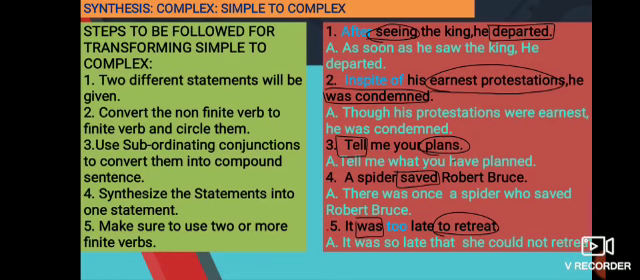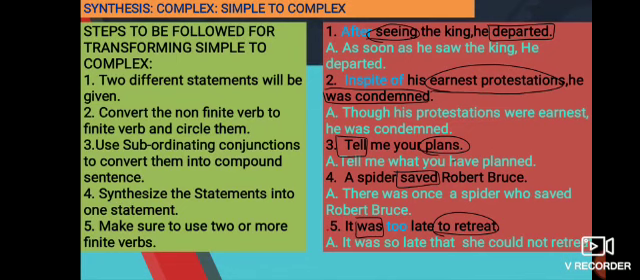Number 1: After seeing the king, he departed. This shows time. The conjunction used is after. Seeing is a participle, so non-finite, put a circle. Departed is finite, so put a box. Now I have to change this non-finite to finite. For time, we can use as soon as. So you can write: as soon as he saw the king, he departed.